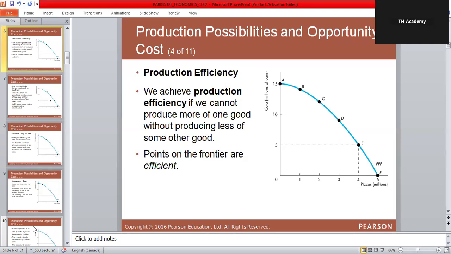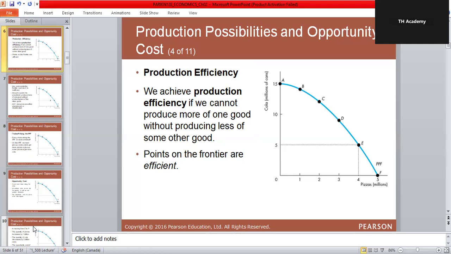Let me give you a fun analogy. Imagine you are baking cookies and making lemonade for a school fair, right? You have 2 hours and limited ingredients. If you use all the time and ingredients efficiently, like say 50 cookies and 30 cups of lemonade, you are production efficient. If you try to make 55 cookies without reducing lemonade, it's impossible. You would run out of ingredients or time.